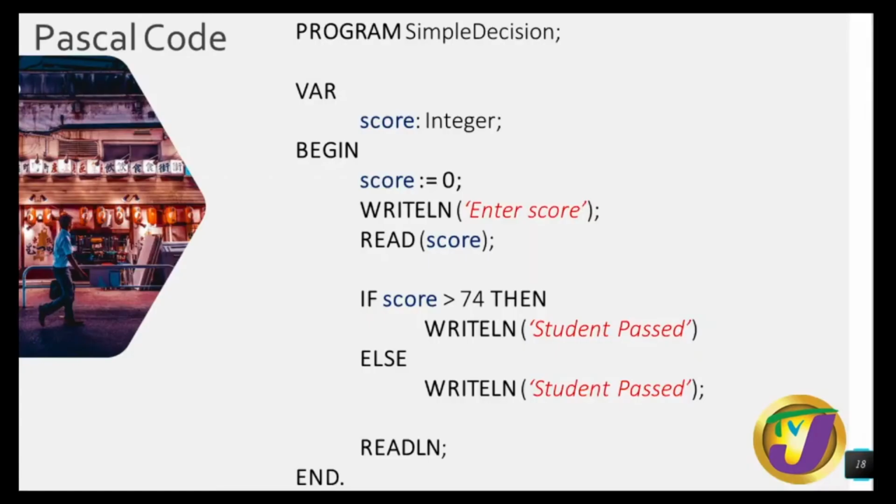All right? And then we have our code. And our code is a simple decision code. Again, program, simple decision, semicolon. So that's the name section. We have the word program. We have the words simple decision, one word joined together, and semicolon. We declare our variables, and in this case, the variable is just score. And that's an integer. Then we initialize our variable. Print, enter score, read the score.